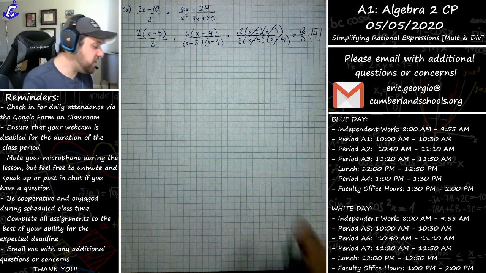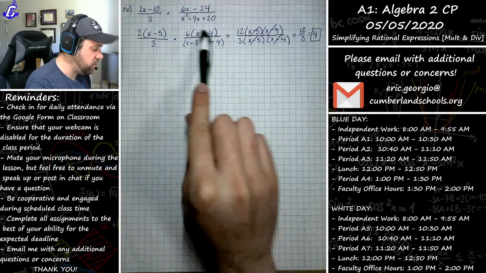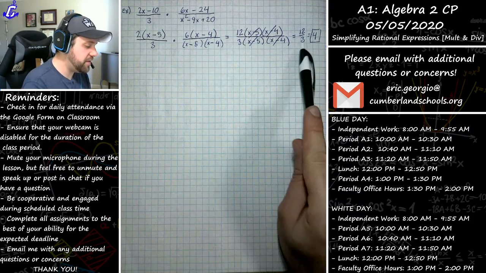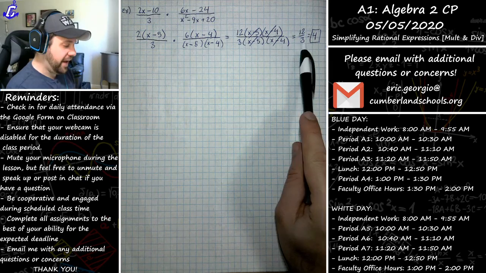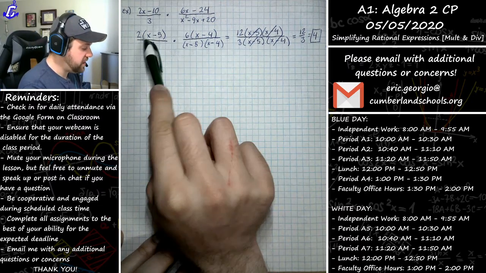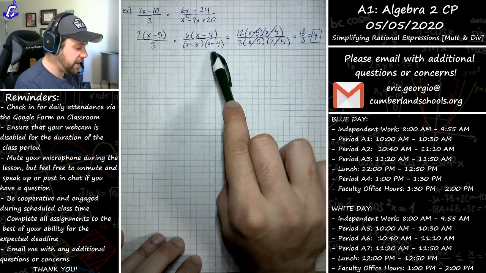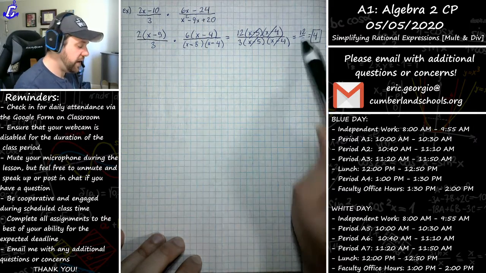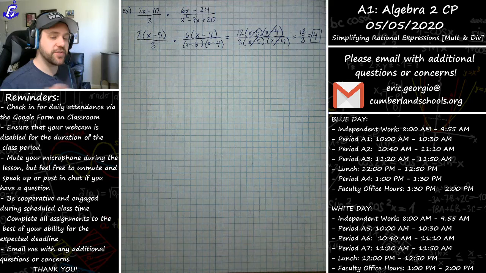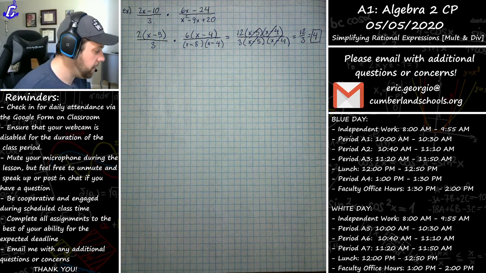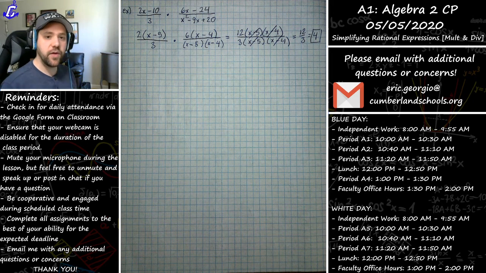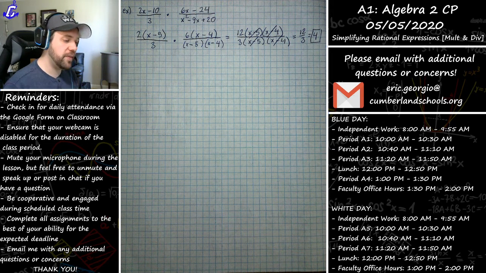Once again, if you're comfortable with just skipping right from this step to this step, that's absolutely fine. You could just look at this step and say, oh, x minus 5 on top, x minus 5 on the bottom. X minus 4 on top, x minus 4 on the bottom, and you would just write 12 over 3. That's fine too. I just wanted to show you that middle step to really demonstrate what's going on here. Any questions about that? We're going to do one more multiplying, and then we'll go into a division example.